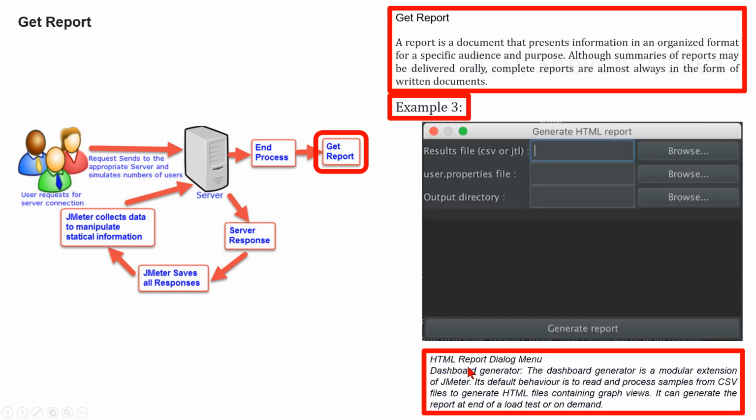Here you can see the HTML report dialog menu with the dashboard generator. You can generate an HTML report using the menu item Tools, then Generate HTML Report. Here is the result file, CSV or JTL, the CSV output of a test run. This is a required parameter.